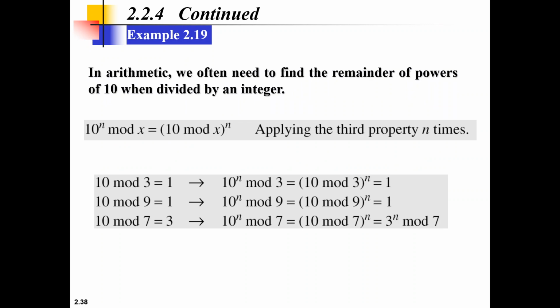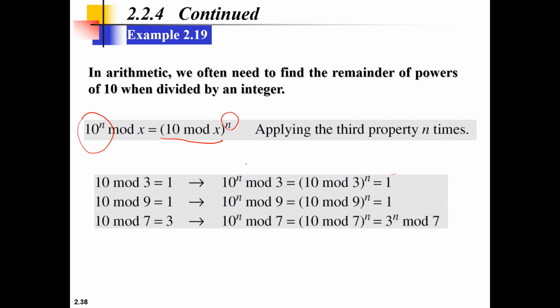One more property of arithmetic: we often need to find the remainder of powers of 10 when divided by an integer. The property you have is 10 raised to n mod x. If I have to calculate this power, I will calculate 10 mod x first, and whatever answer I get, if I raise it to the same power, it is equivalent to the calculation of this value. So 10 mod 3 is equal to 1. Suppose somebody gives me 10 raised to 5. I will calculate 10 mod 3 first. I know the answer is 1, so 1 raised to 5 will be 1.